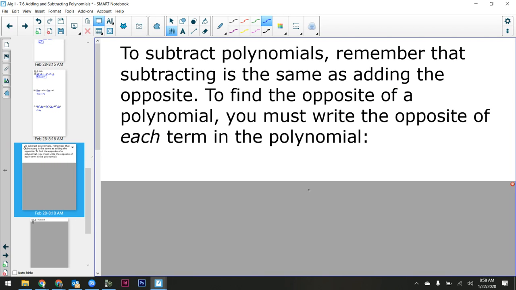Okay, so we talked about adding. Now let's talk about subtracting. But flip it over onto the other side.